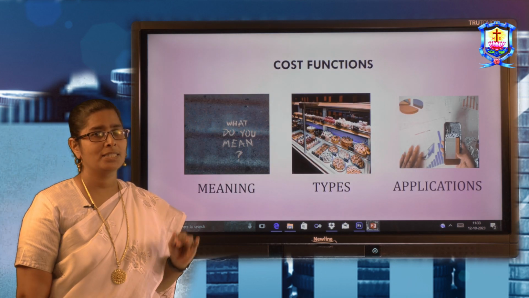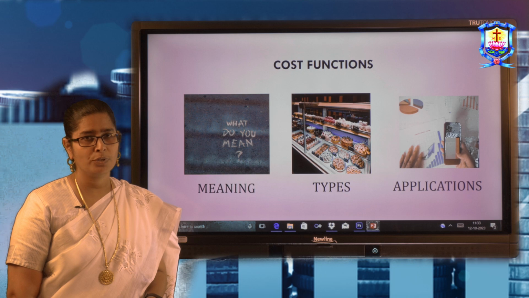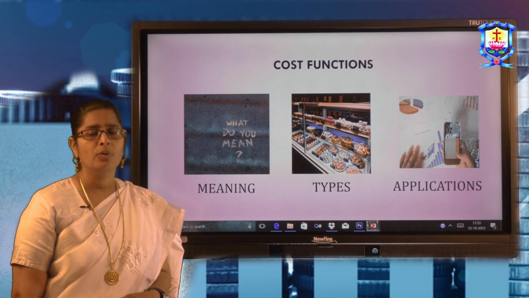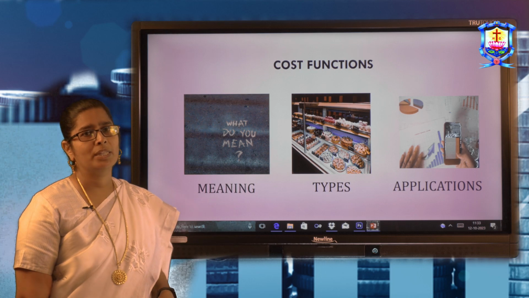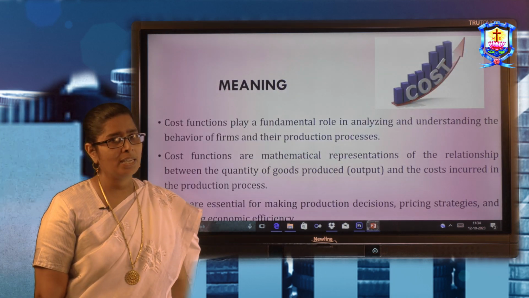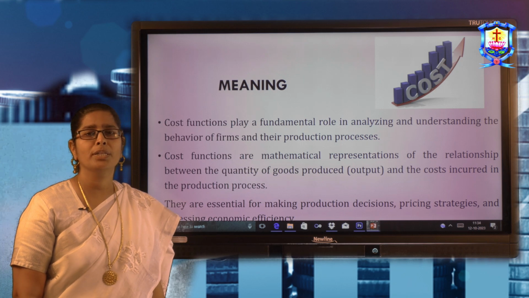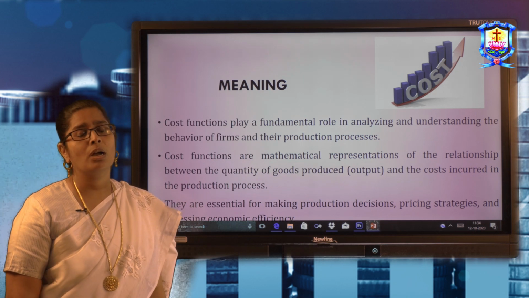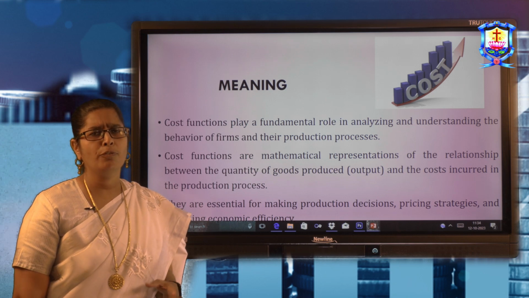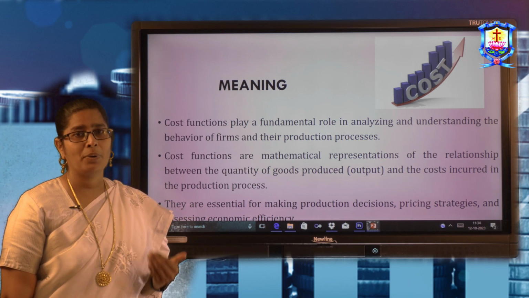So here I just give an overview that we will see what is cost function, then different kinds of cost functions, and the application, how it can be applied with the help of mathematics. First of all, we'll see what is the meaning. Cost function is the cost normally incurred by a manufacturer when he starts a business. Cost function plays a powerful role in analyzing the various kinds of prices.